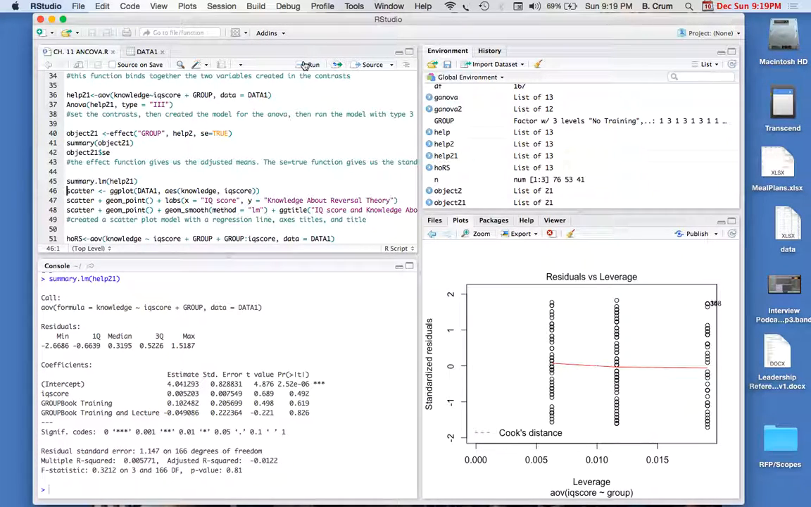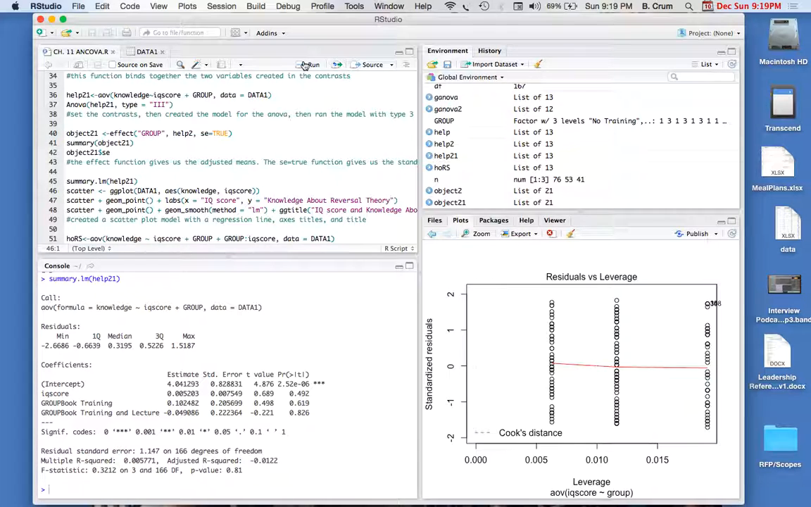My ANCOVA reports that there is no significance between the no training group and the combination of the book training group and book training and lecture group. In contrast 1, p equals 0.619. There's also no significance found in contrast 2, which compares the book training group to the book training and lecture group, and p equals 0.826.